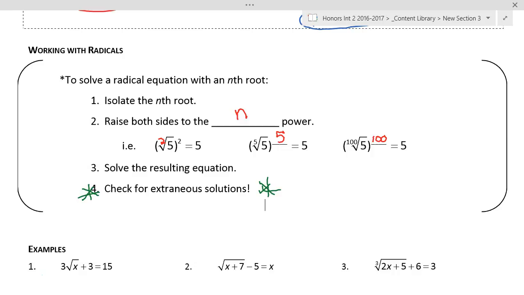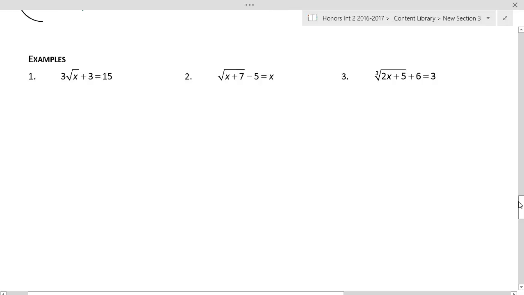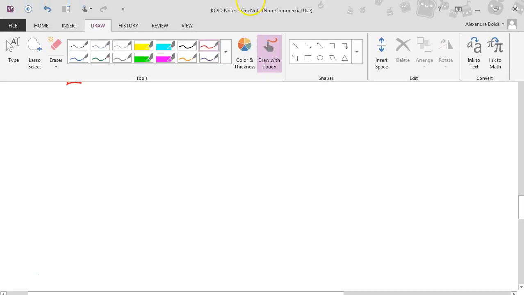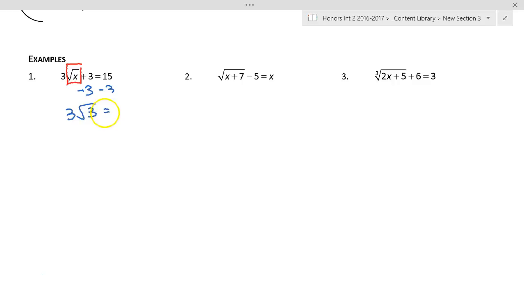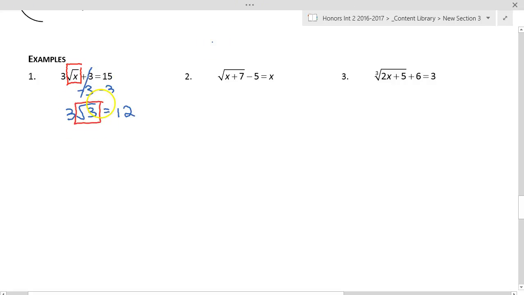All right, so let's look at some examples. Number 1, 3 times the square root of x plus 3 equals 15. So this is my power, whatever is under my radical. That's my nth root. I want to get that by itself. So it's just like getting x by itself. The first thing I'm going to do is subtract 3 from both sides. Now I have 3 root x equals, 3 minus 3 is 0, 15 minus 3 is 12. And I am still getting this root x by itself.